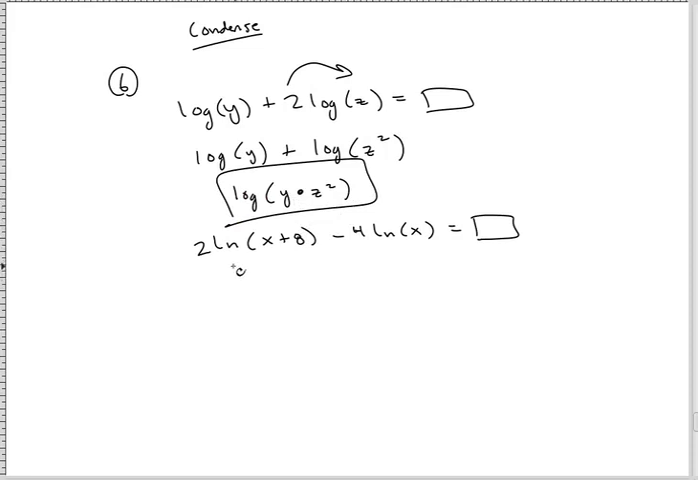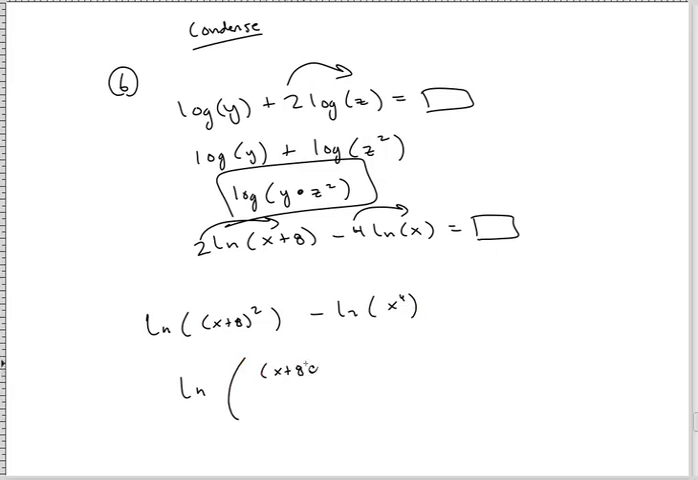Let's do another one here. So notice the first term, the first thing I'm going to do is the powers. So ln x plus 8 all squared, ln x to the 4. Well, minus sign means division, right? So one big ln here, with x plus 8 squared, and then x to the 4, like that. This is it, you're done.